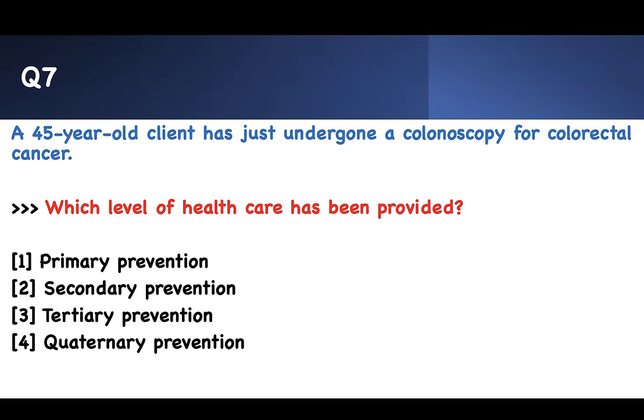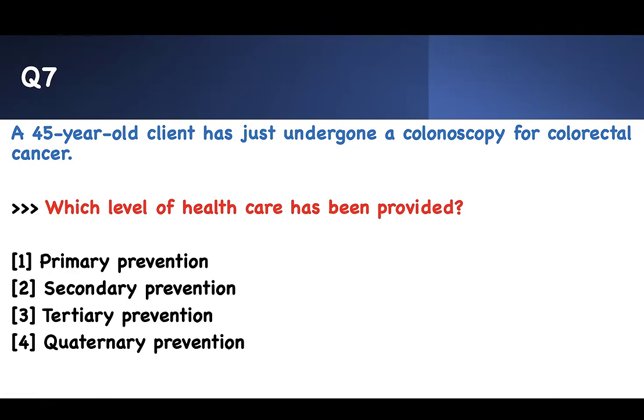Which level of healthcare has been provided? A 45-year-old client just underwent a colonoscopy for colorectal cancer. Is it primary, secondary, tertiary, or quaternary? Then you ask yourself, why are you looking for colorectal cancer using colonoscopy? What do you call it when you're looking for something? I'm screening you. And if I'm screening you, it's not primary prevention.